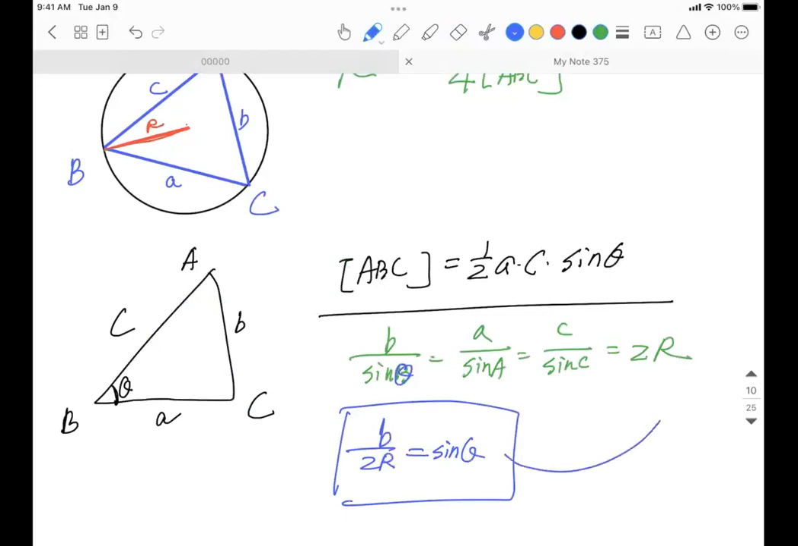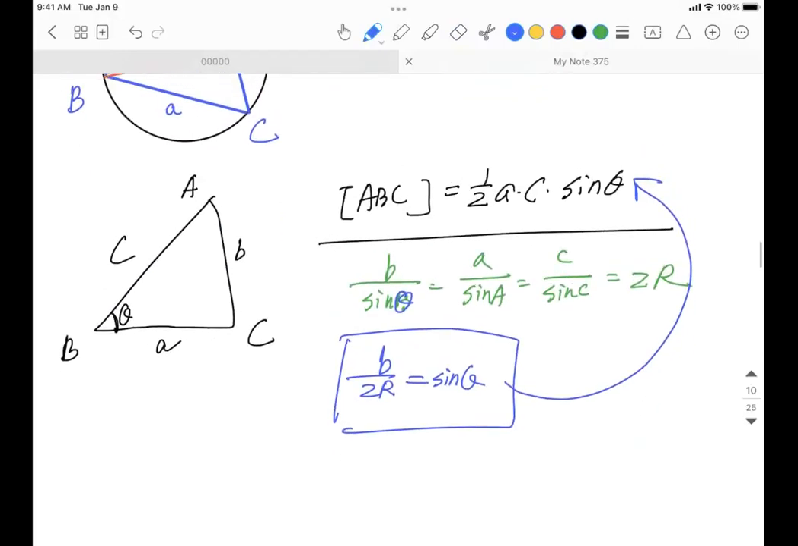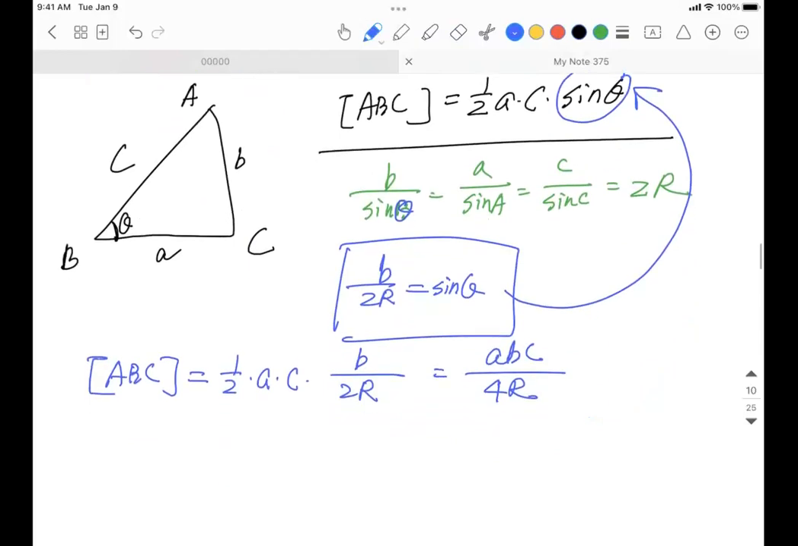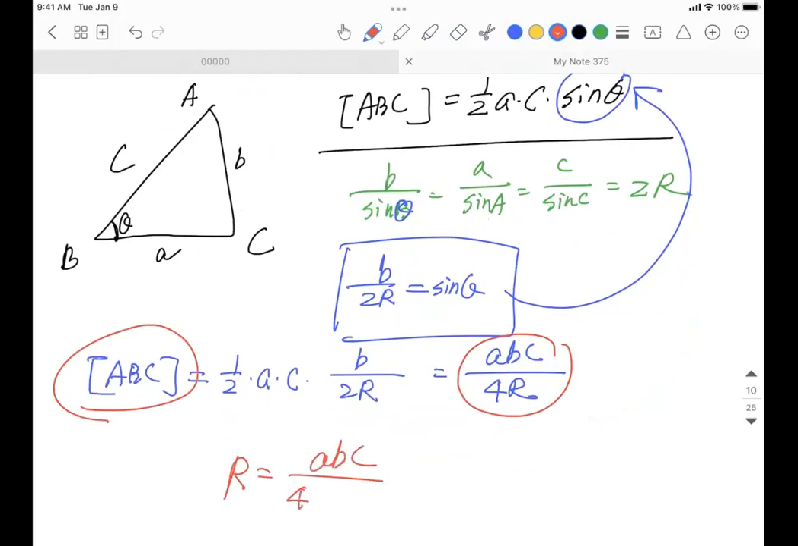I'm going to drag it to here. So just replace the value for sine theta. Then ABC's area will be equal to 1/2 A times C, times sine theta, which is B over 2R. So that will be ABC over 4R. Now look at that: ABC's area equals ABC over 4R. So R will be equal to ABC over 4 times ABC's area.